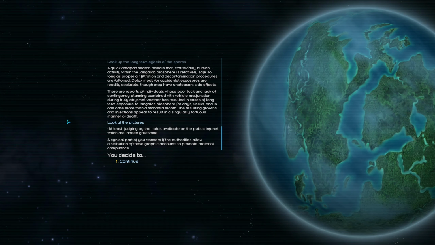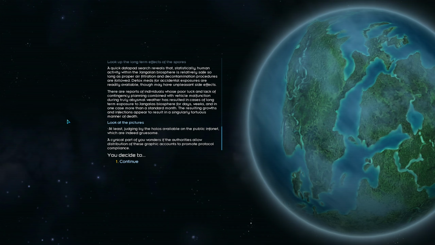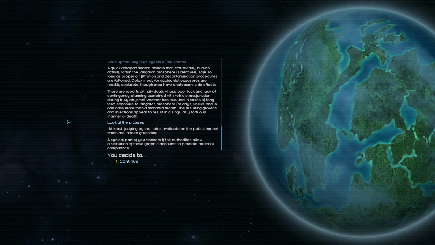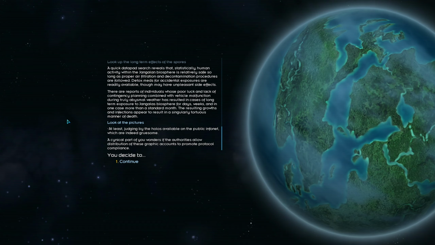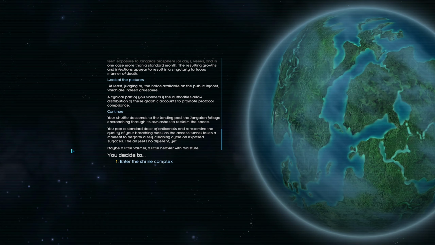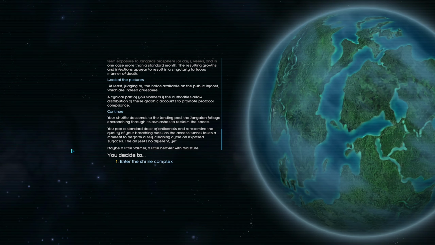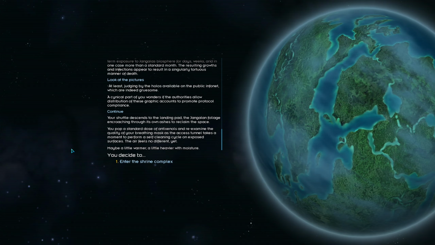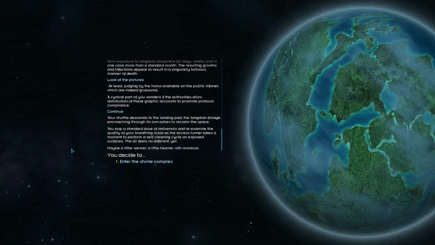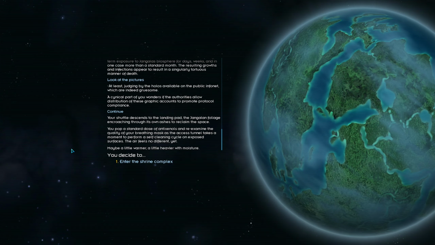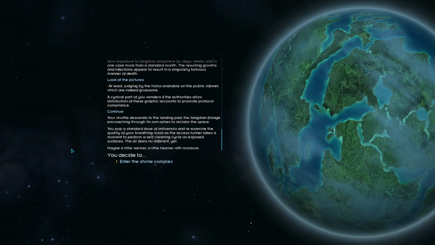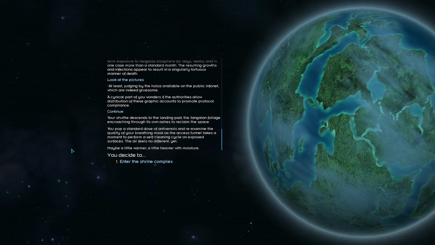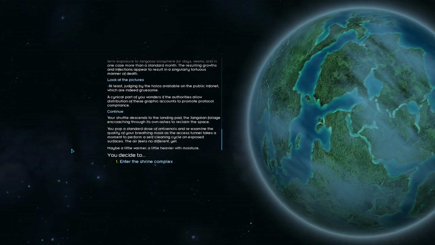Train wreck. At least, judging by the hollows available on the public infonet, which are indeed gruesome, a cynical part of you wonders if the authorities allow distribution of these graphic accounts to promote protocol compliance. Your shuttle descends to the landing pad, the Jangalan foliage encroaching through its own ashes to reclaim the space. You pop a standard dose of anti-xenols and re-examine the quality of your breathing mask as the access tunnel takes a moment to perform a self-cleaning cycle on exposed surfaces. The air feels no different. Yet. Maybe a little warmer, a little heavier with moisture.